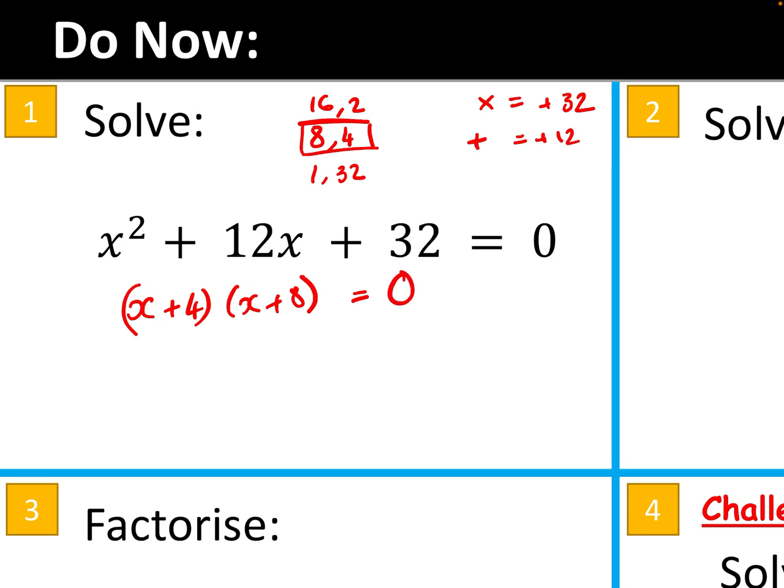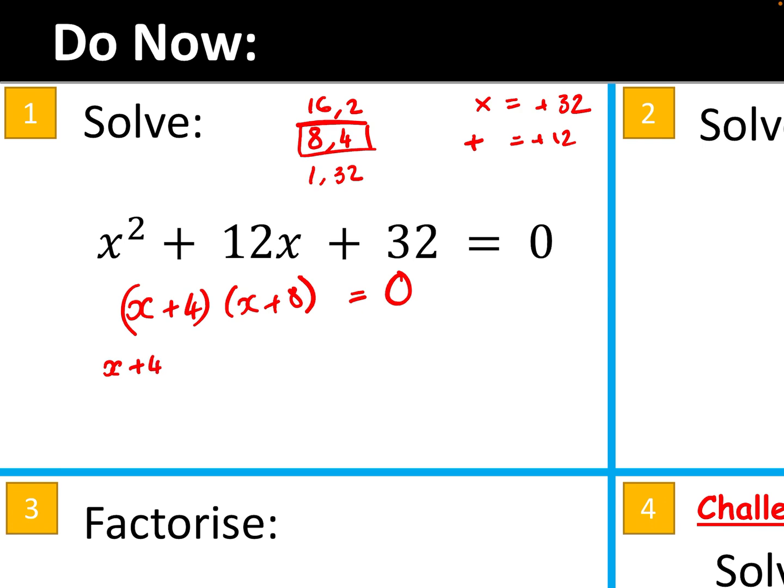This still equals 0. Now, if I can make sure that one of these two factors is equal to 0, that overall means the total expression will have to equal 0. Any number multiplied by 0 will be 0. So either x plus 4 equals 0 or x plus 8 equals 0.